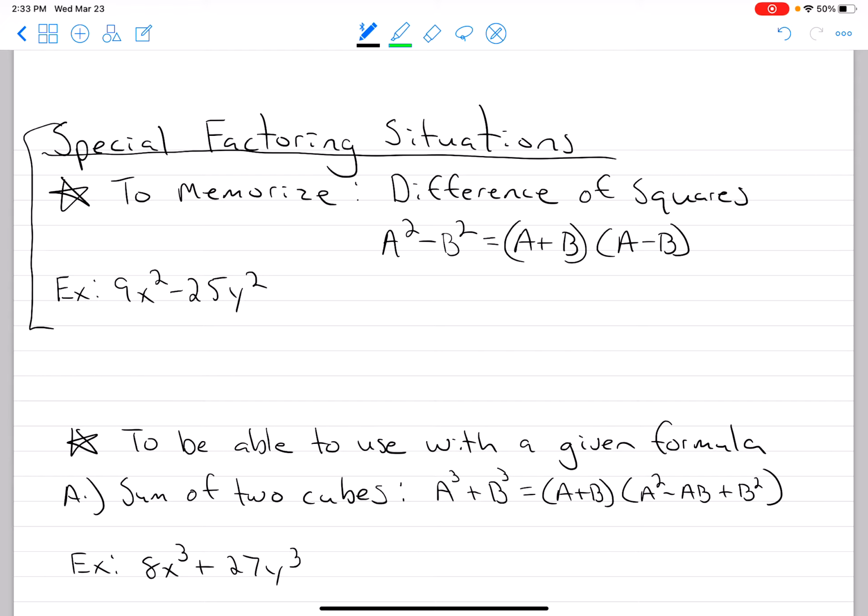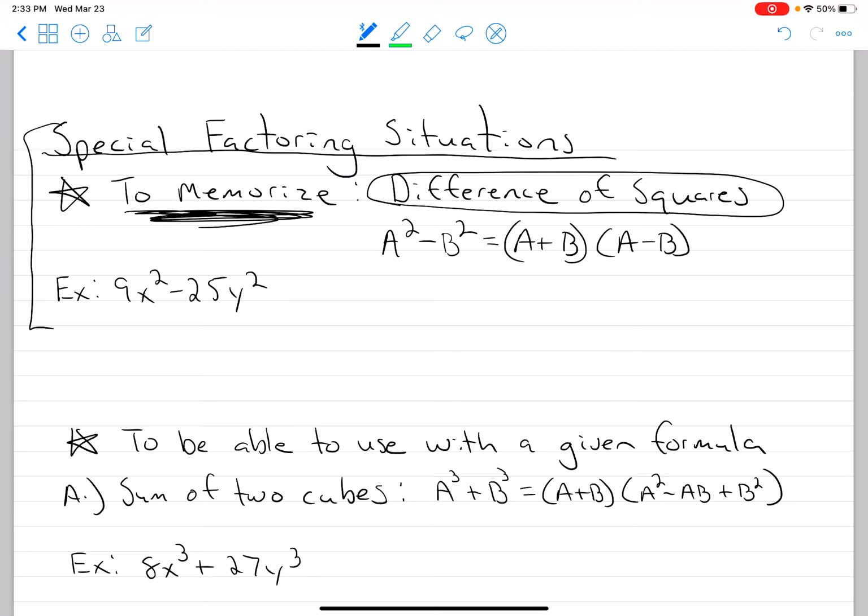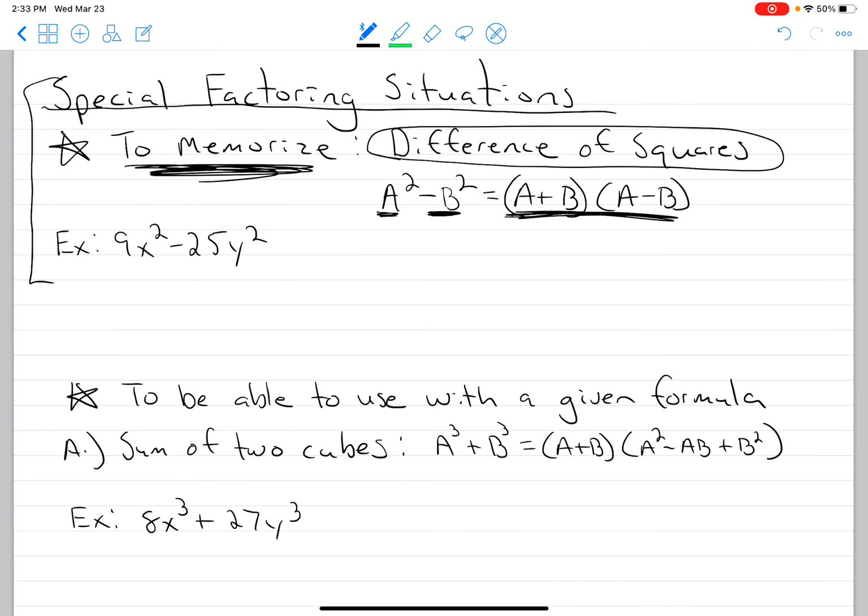All right, so we got some special situations that we factor. The first one, you need to memorize. It's called a difference of squares: A squared minus B squared. When you're factoring it, if you see that little pattern, it always becomes A plus B times A minus B. So let's talk about what that means.